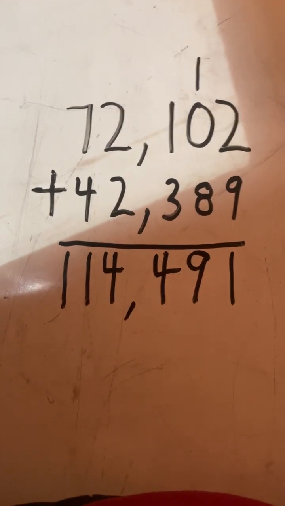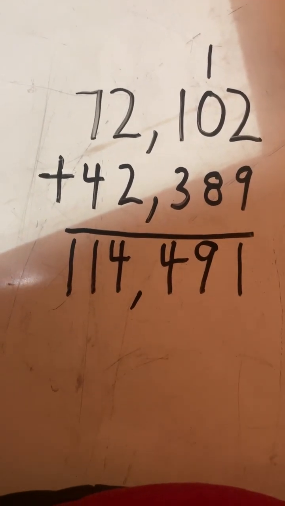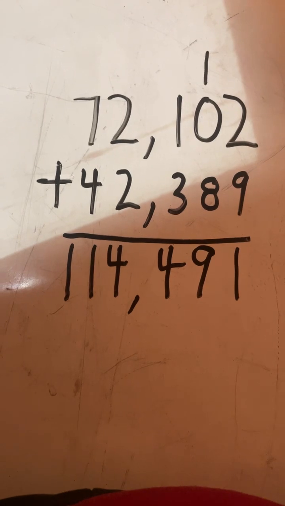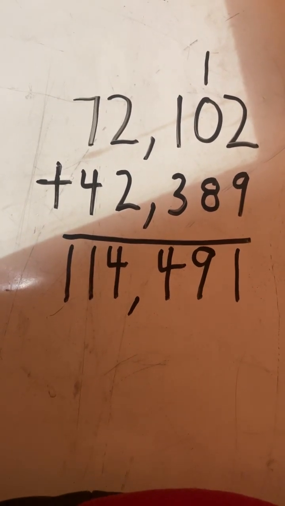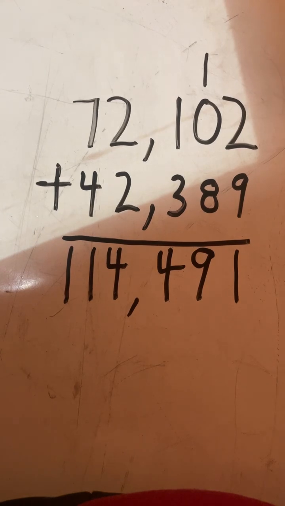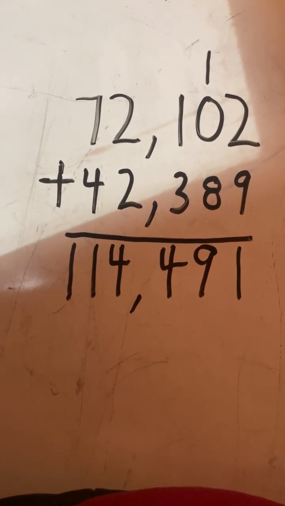And we have our final answer. 72,102 plus 42,389 equals 114,491.